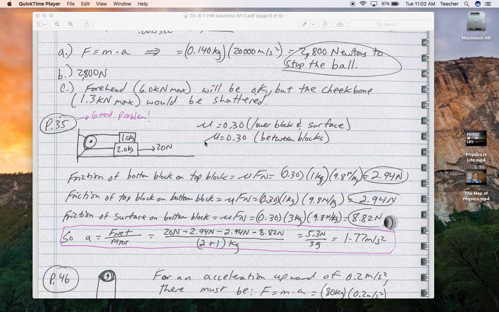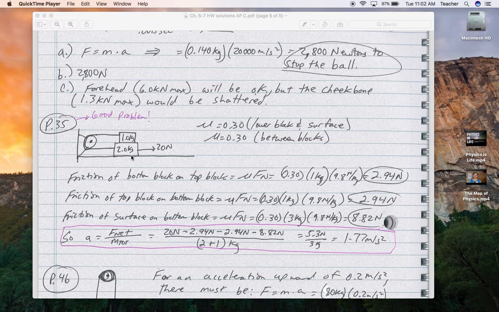All these things have a coefficient of friction of 0.3: the lower block and the upper block, and the lower block and the surface. So the key thing here that makes this sneaky is with this pulley, basically the top block is being pulled to the left, the bottom block is being pulled to the right. I've got 20 newtons of external force. So to find the acceleration of this system, I could do F net over M total, but there's a lot of friction involved.